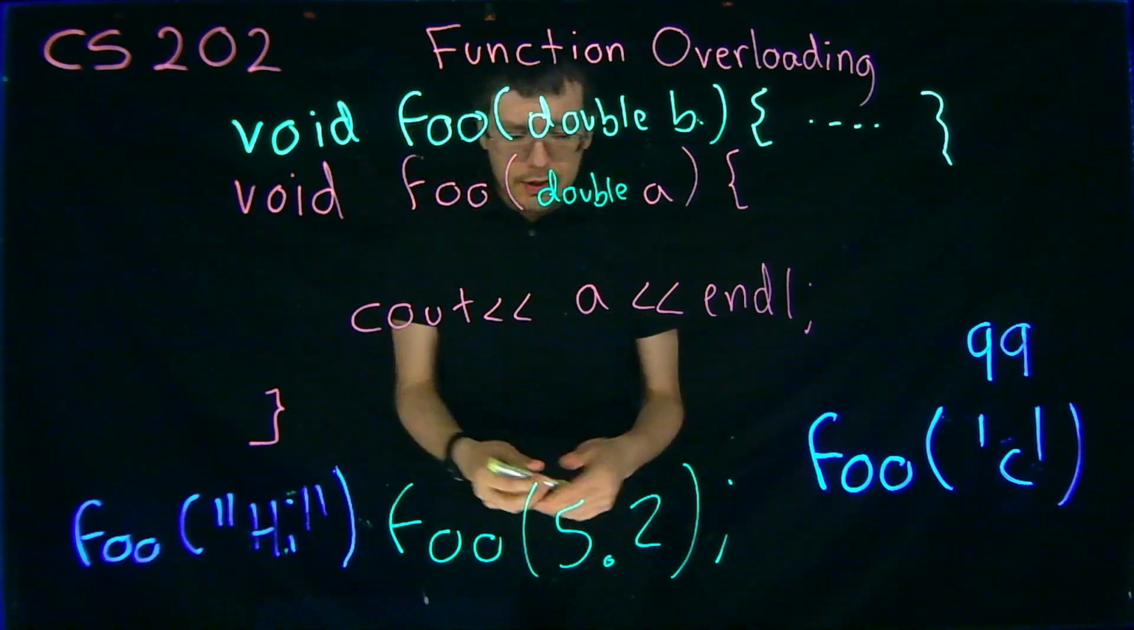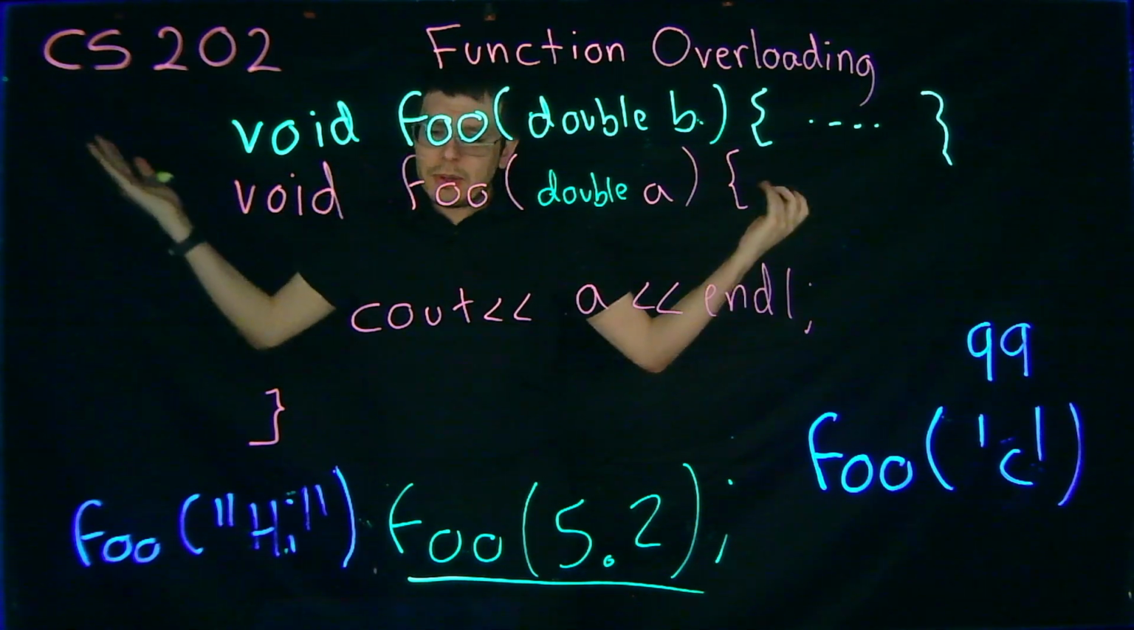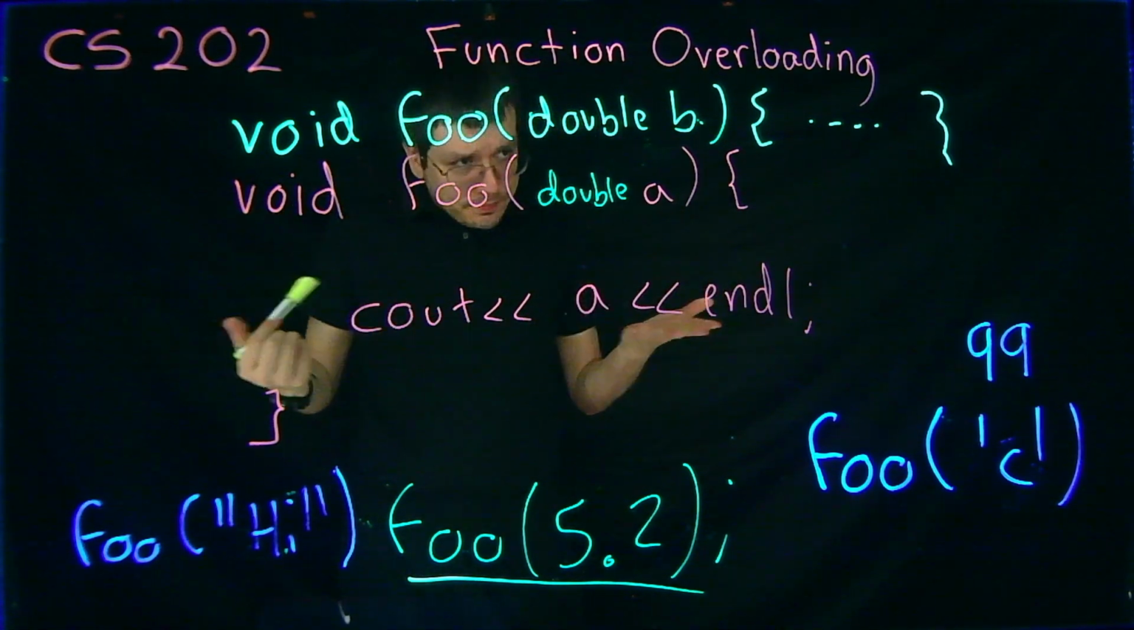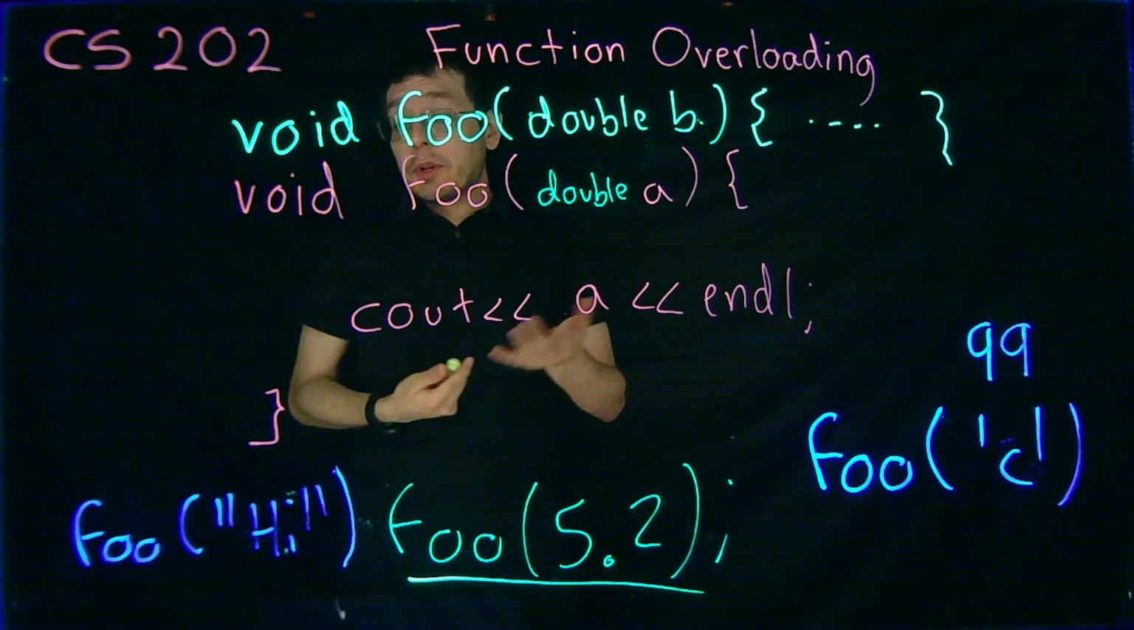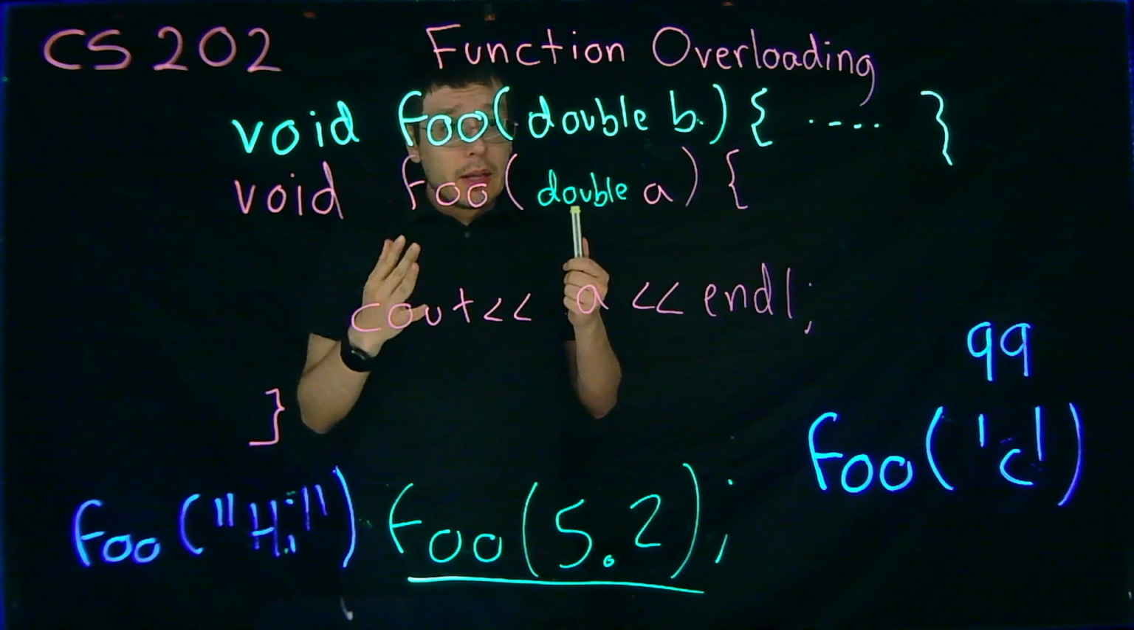Like look at this function call right here. What is it going to do? What am I going to do here? Am I going to call this one? Am I going to call this one? Or what am I going to do? Right? So ultimately, it gets confused, and it will be an error like that. It'll say that, you know, they're ambiguous. So ultimately, you can't do that.